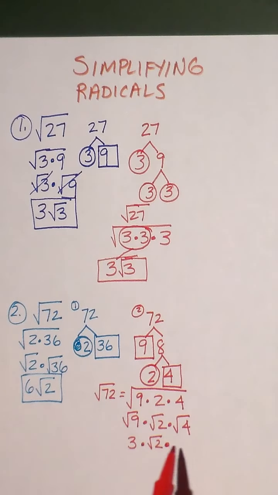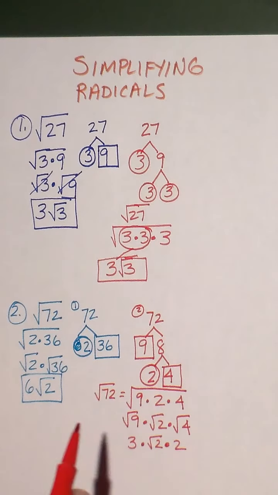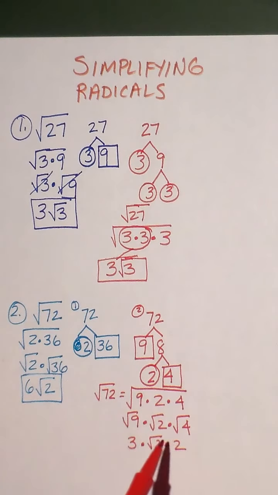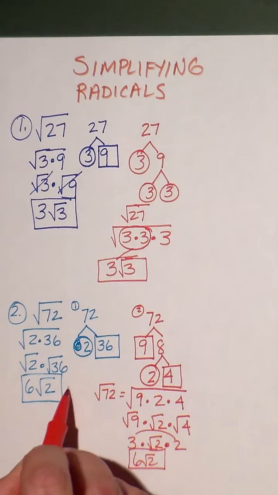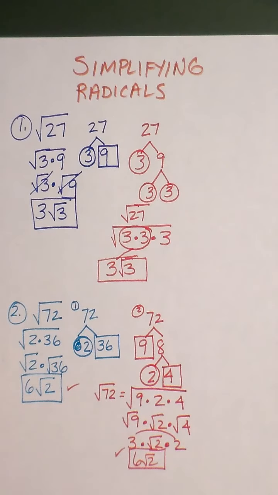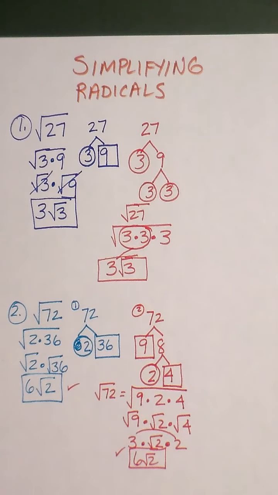What's the square root of 4? 2. Now I just multiply everything on the outside. 3 times 2 is 6, and I'm left with 6 square roots of 2. Same answer, right? Okay, let's look at even a third option.